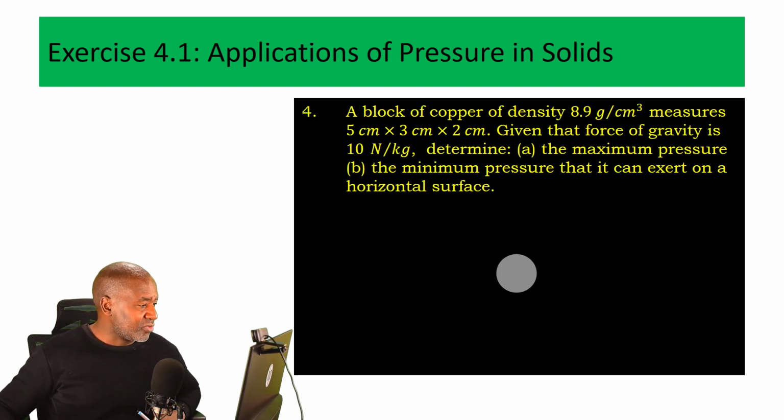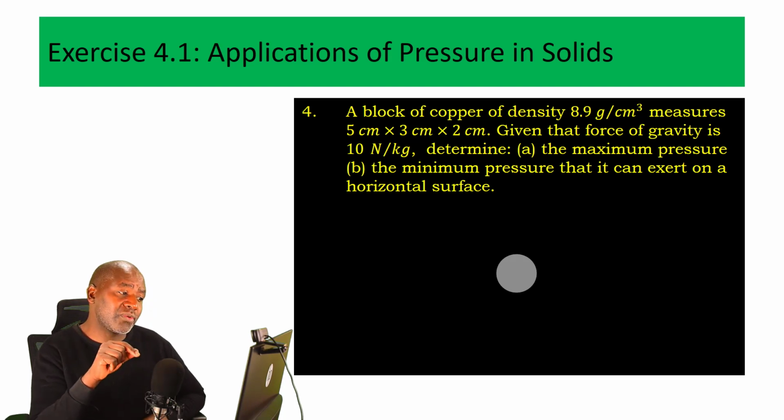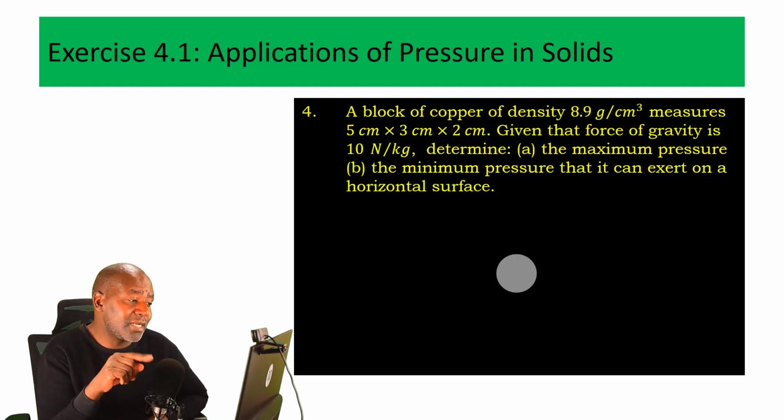So let's go to question 4. Question 4 again is similar to one of the questions that I did in one of the examples initially. But there is the idea of density, rather. The density of the solid now comes in. In the previous one, I had given you the mass of the solid and its dimensions. This time, the mass is not given, but its dimensions, length, width, and height, are given.